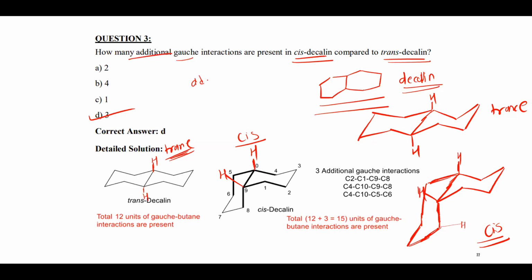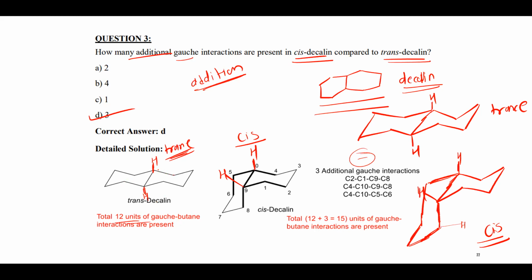Additional they have mentioned. Always read the question carefully. Additional means the number of interactions present in the trans, that we need to subtract from the total interactions, right? If you see the number of gauche interactions in the trans-decalin system, how many interactions are there? The 12 gauche interactions are present in the entire molecule.